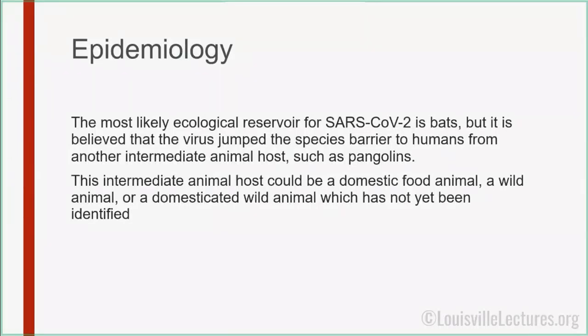Now, the reservoir for the SARS-CoV-2 has been determined to be bats. And it's believed that the virus has jumped the species barrier to humans. They believe the intermediate host for that has been the pangolins. The intermediate host could be a domestic food animal, a wild animal, or a domesticated wild animal. But at this point, the current belief is that it's the pangolin.